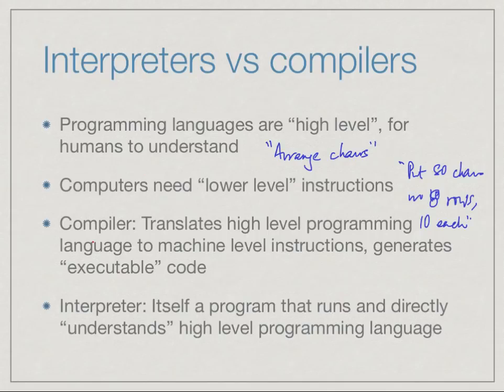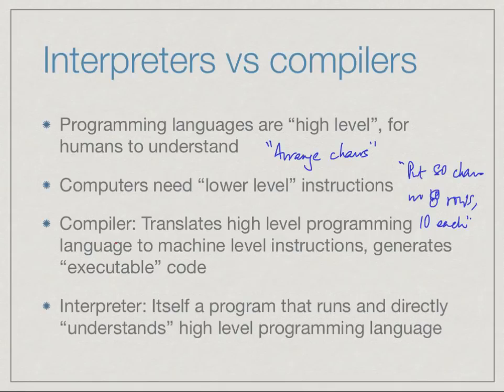So a compiler is a program which takes a high level programming language and translates programs in that language to a machine level programming language. So it takes a high level program in C or C++ or Java or something, and produces something which a machine can directly execute. On the other hand, the other way of dealing with a high level language is to interpret it.